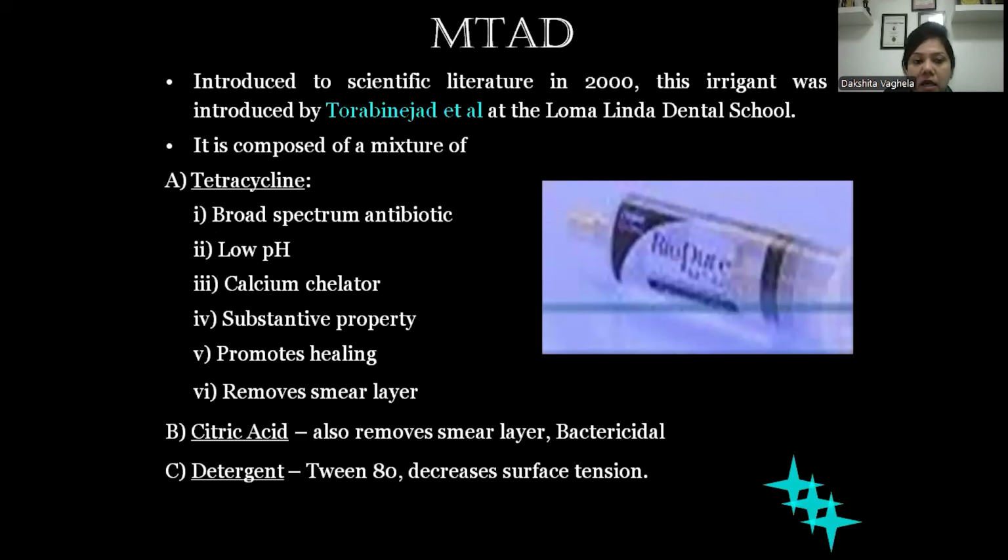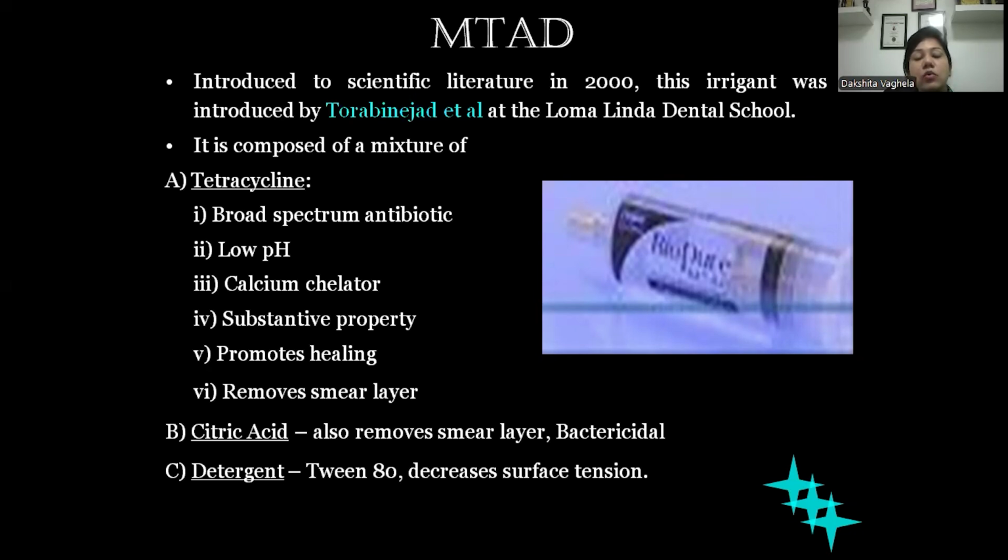Next is MTAD. It is a mixture, okay? It has 3 things: a mixture of tetracycline, an acid which is citric acid, and a detergent, which is Tween 80. Now, what does a detergent do? It reduces the surface tension. So once the surface tension is reduced, the irrigant is able to penetrate through the dentin easily. So it is able to reach the microorganisms easily. It can cause dissolution, okay? It is able to go into the dentinal tubules easily because the surface tension is reduced.